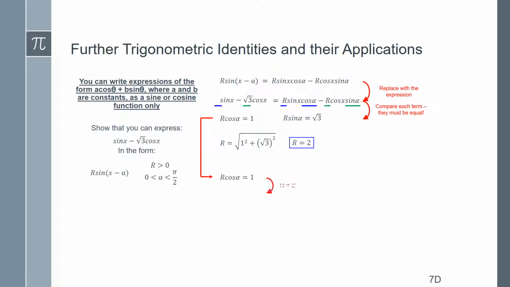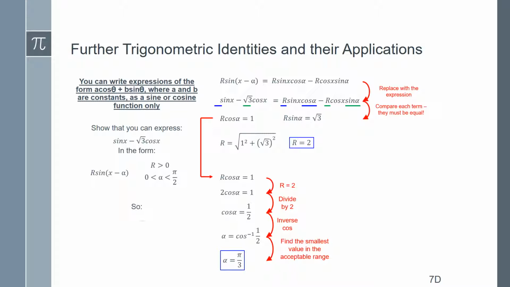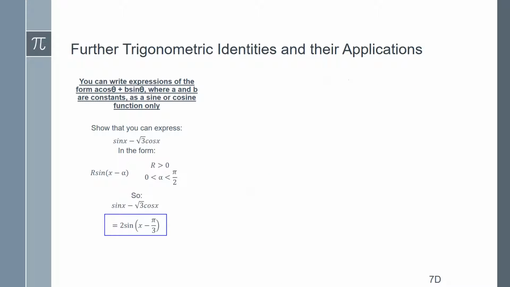Once you know what r is, then it's a simple trig equation to solve. Cos alpha is a half. The first angle in the range is pi over 3. So therefore it's 2 sine (x minus pi over 3). Once we've done that, we can now sketch the graph quite easily, because the graph of sine x minus root 3 cos x is the same as the graph of 2 sine (x minus pi over 3).